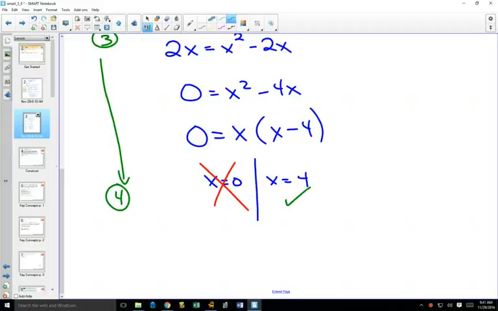Yes? Will 0 always be a non-permissible value? Because I factored out 2x, so that would be x equals 0. Right. Right.